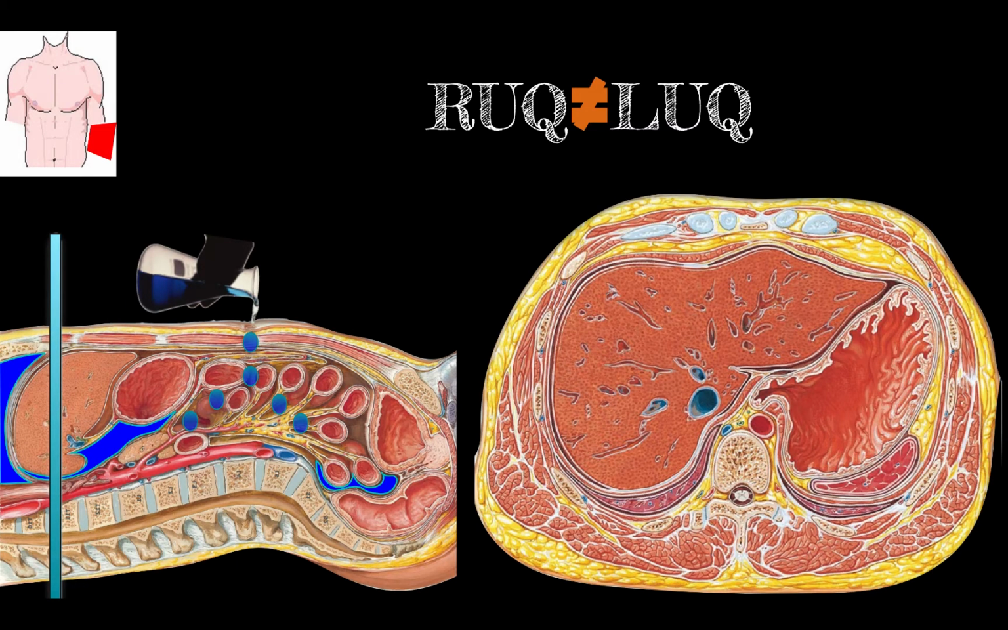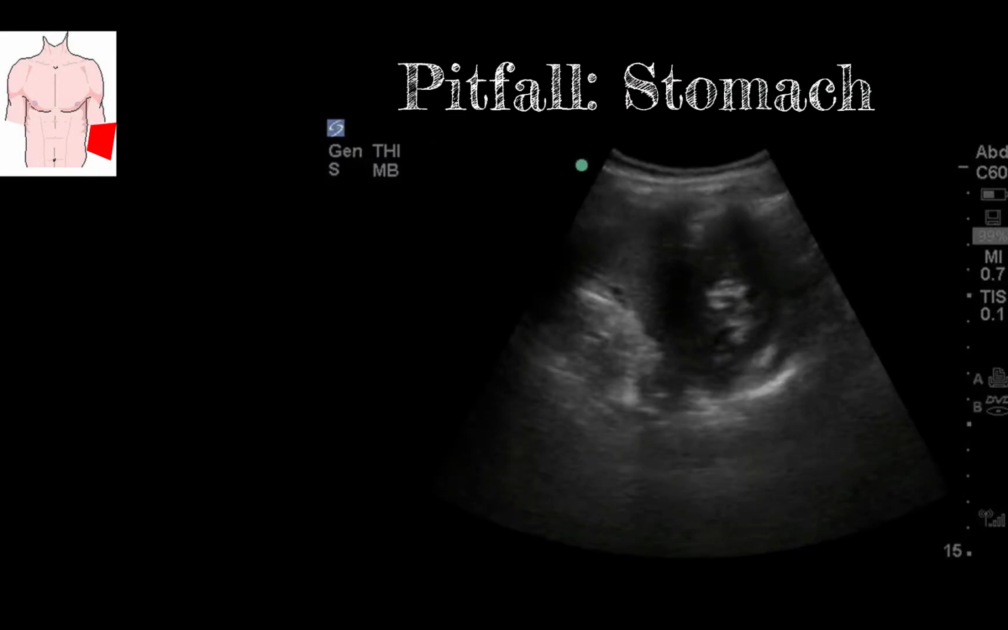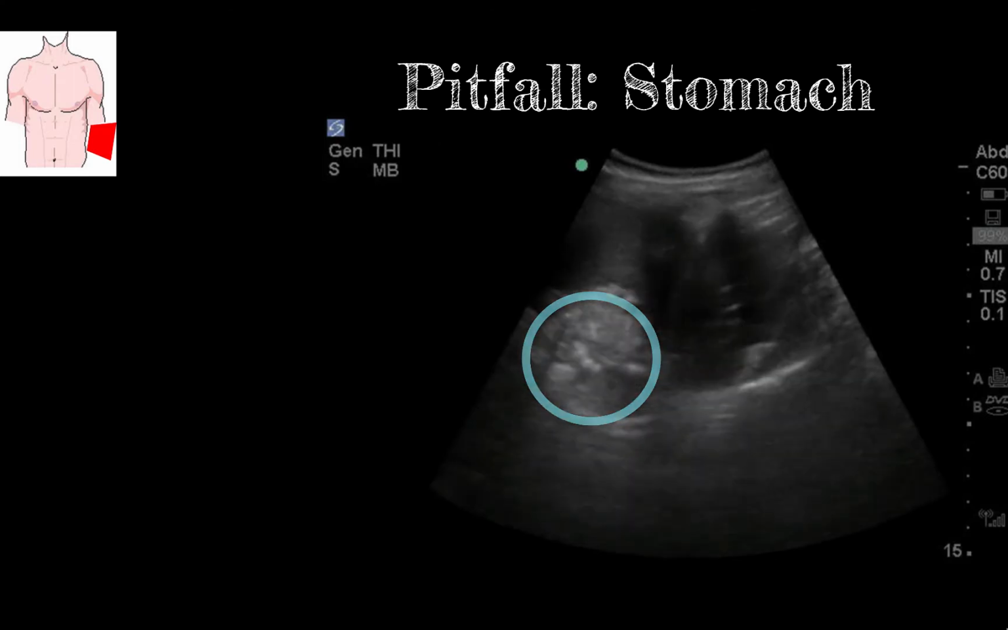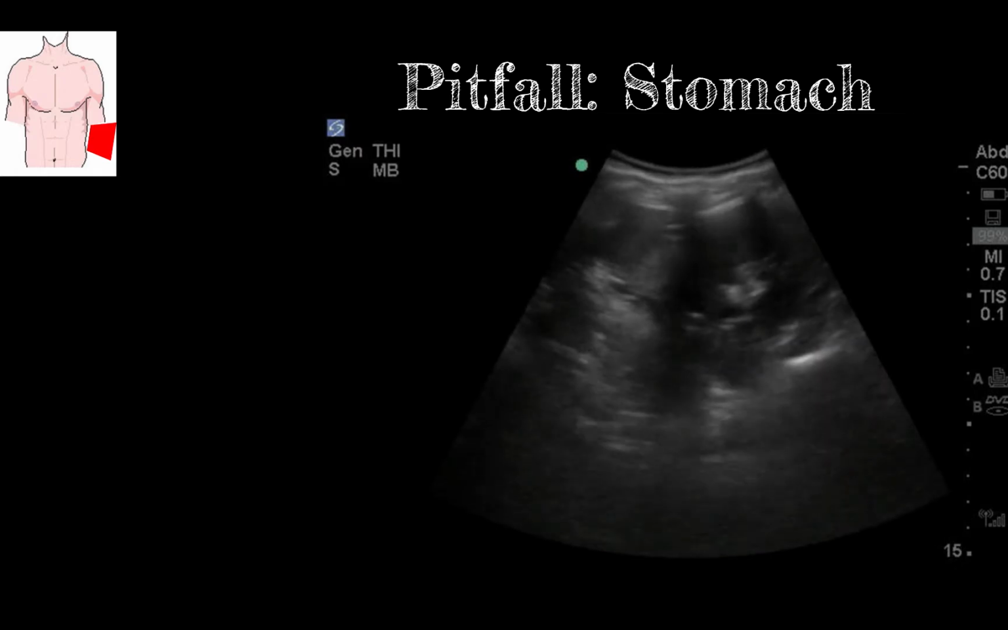This can also make your life miserable if you have better things to do with your time than messing around getting the perfect FAST views. Let's go through some quick things you can do to optimize this view. Here's what the stomach looks like. It's just a round, messy, heterogeneous loop filled with cheese curds and spotted cows. As you try to fan through this, you'll see bits of spleen, but none of the three areas we talked about. The solution is to try to move the probe.